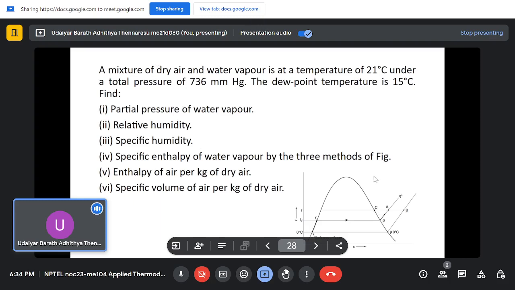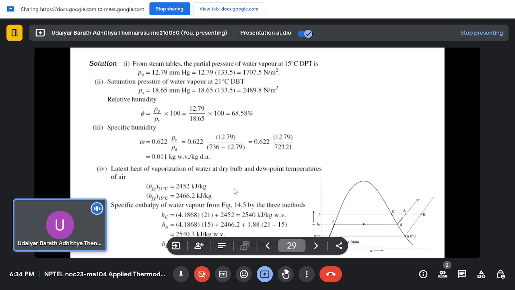So for water vapor, here is the vapor region, here is the liquid region, and here is the wet vapor region. You need to find out the enthalpy of water vapor at these 3 points, A, B and C. And fifth is to find out the enthalpy of air per kg of dry air, and sixth is the specific volume of air per kg of dry air. So we'll see how to solve this.